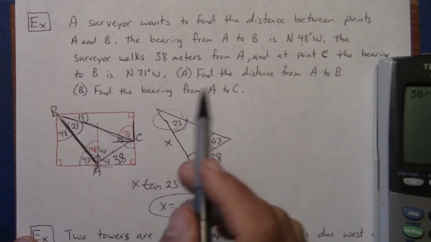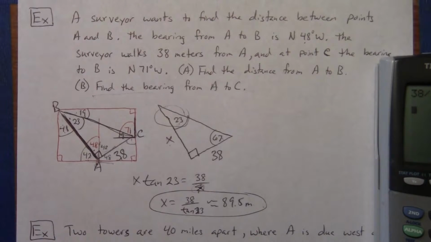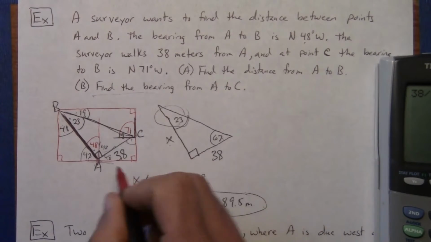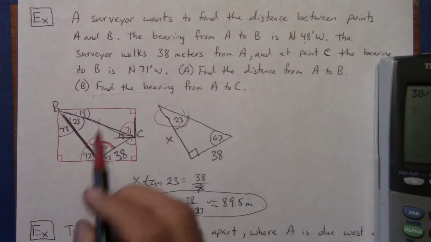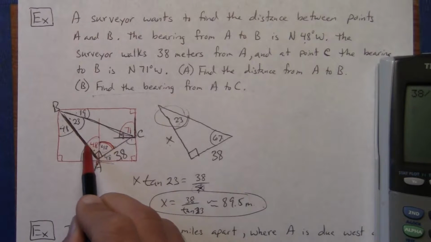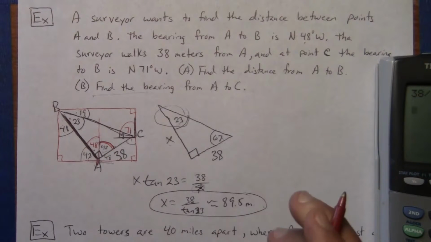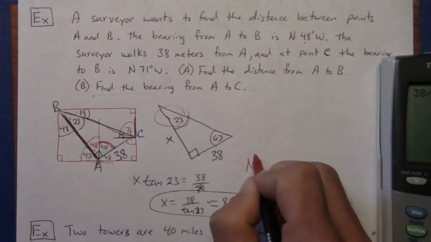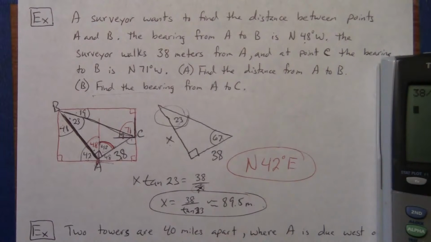All right, let's go back to letter B then. It says find the bearing from A to C. So they want me to start, here's A, here's C. I want to know what is that angle. Well, we actually kind of found it when we were talking before. Since we know that this is north 48 degrees to the west, this would be north 42 degrees to the east. So for part B, it's north 42 degrees east.